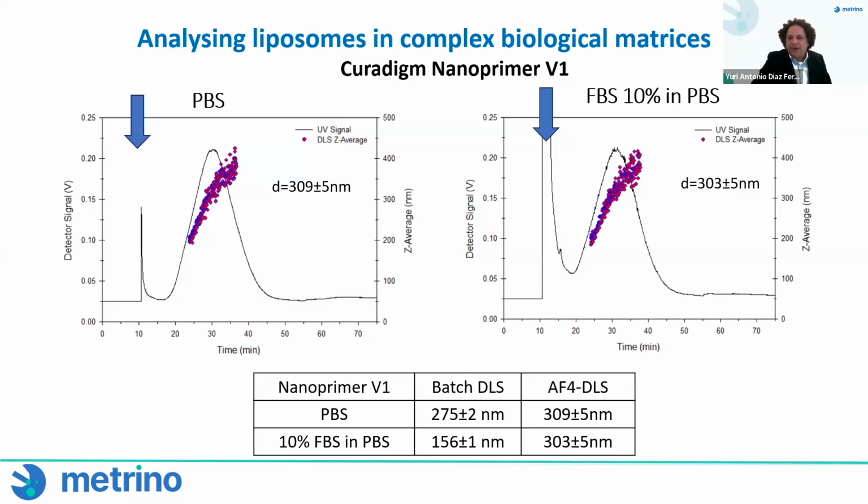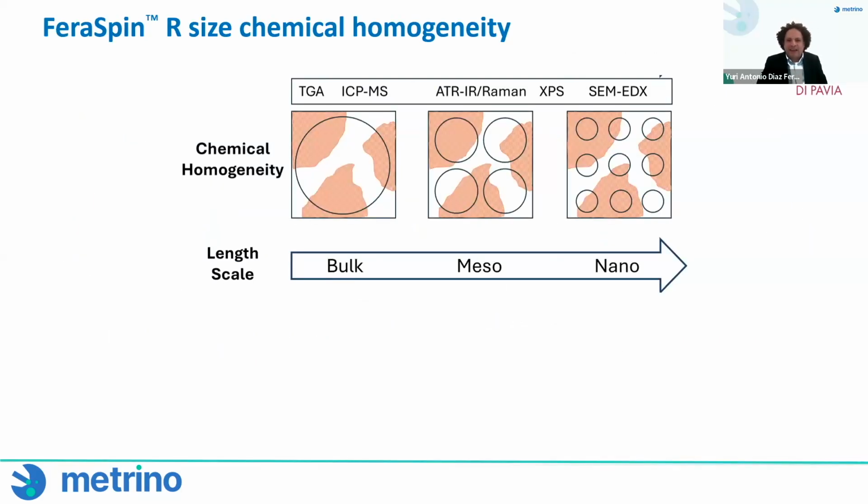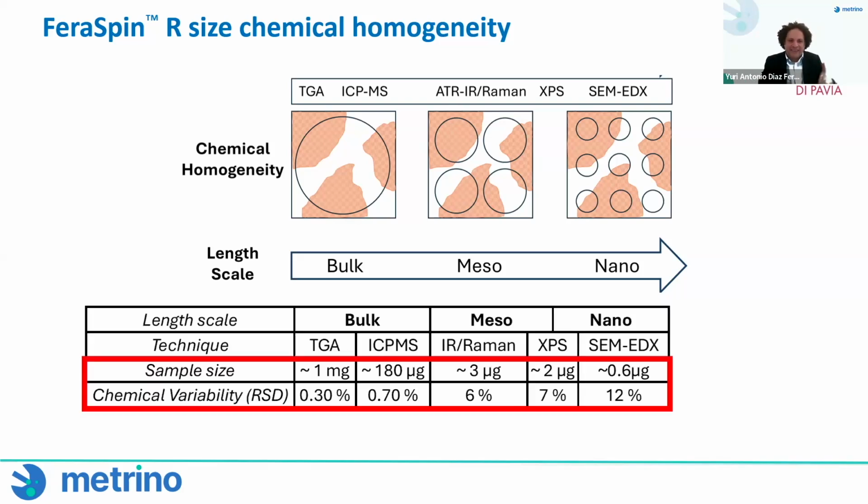The final part of our talk will be focused on chemical homogeneity. We were spoiling this a while ago. In this case, we return to the Ferraspin-R, so this nanoparticle-based magnetic resonance imaging contrast agent based on inorganic, solid nanoparticles, and we investigated the chemical homogeneity. One of the things you realize very quickly when you try to investigate a micro or nano heterogeneous system with analytical techniques is that the sample size may influence the variability that you are trying to measure. And this is what I'm showing you in this table.